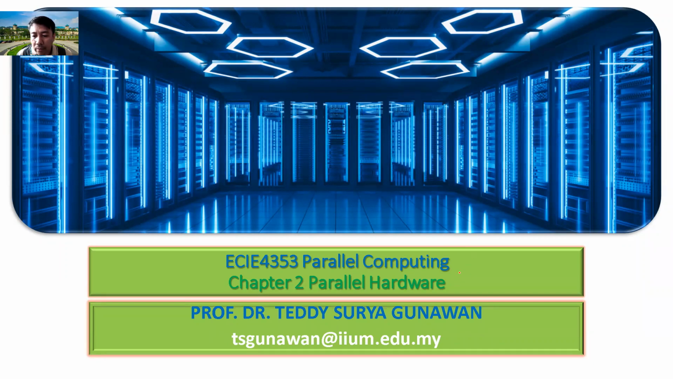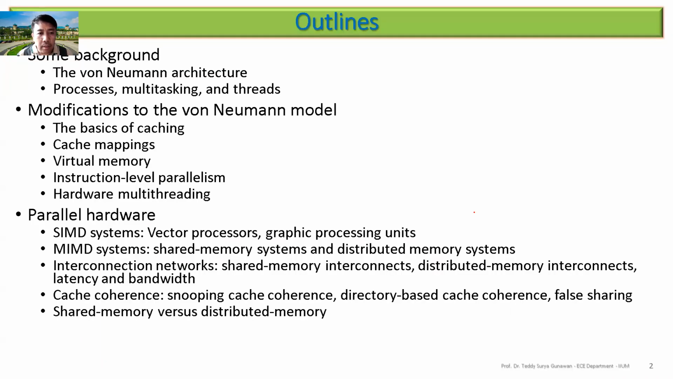So we'll focus on hardware first. Then later on, chapter 3 will be on parallel software. So this is the outline of my presentation. Some background, let's refresh it. What is the von Neumann architecture? What is a process? What is multitasking? What are threads? And why is there a need to modify the von Neumann model? The improvements or modifications to the von Neumann model.